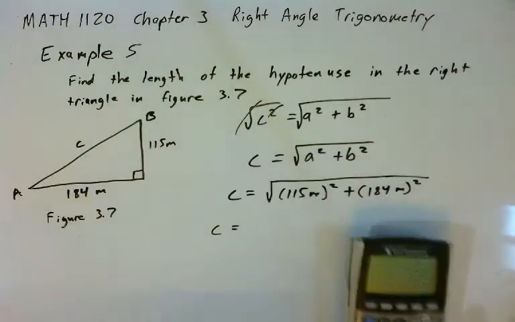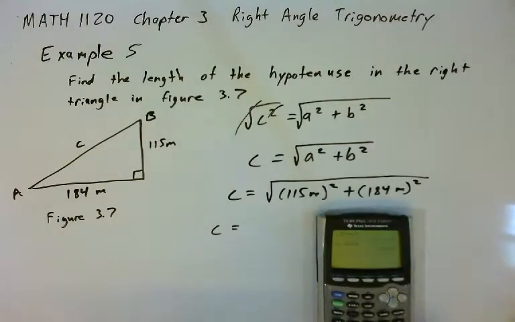And so I'll get my calculator here, and we will find 115 squared, which is, my calculator's in engineering mode. Let me change that real quick. Let me put this into the normal mode.